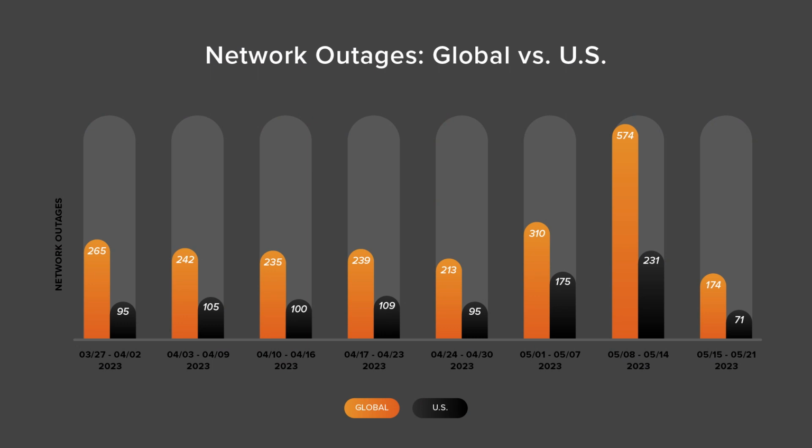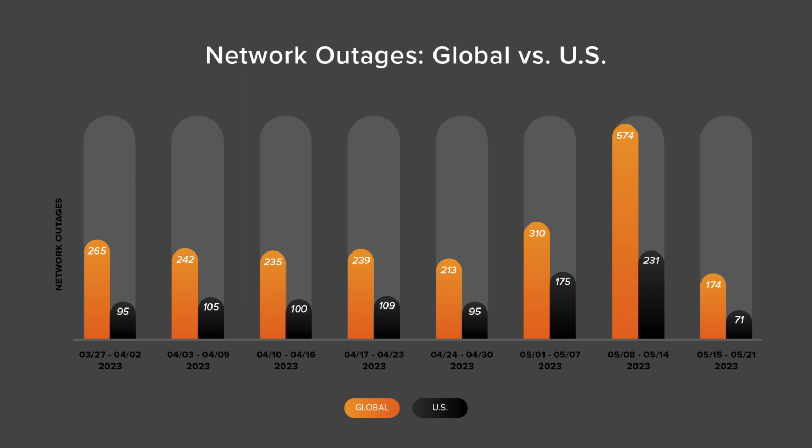But what we're looking at here is the global outage numbers initially rose, increasing from 310 to 574. Now that's a significant 85% increase when we compare that to May 1st to 7th. And this was followed by an equally significant drop, with global outages dropping from 574 to 174, which is a 7% decrease compared to the previous week.